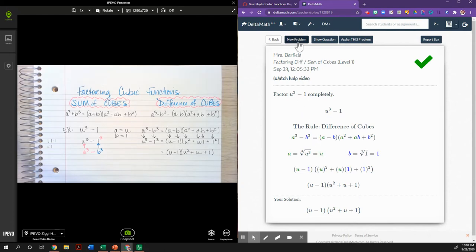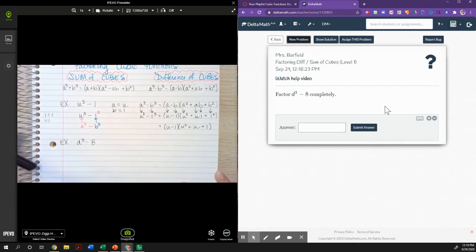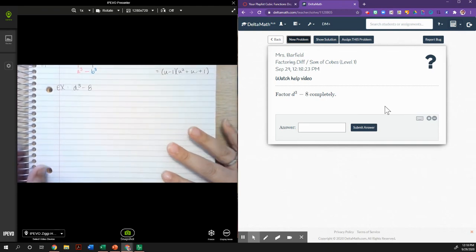All right, let's look at another one. I don't want one with the variable up front just yet. I'm going to skip through here. I don't want a 1. Don't want that one. There we go. Let's look at another example: d to the third minus 8.